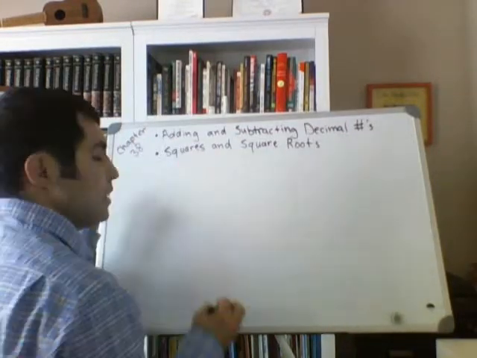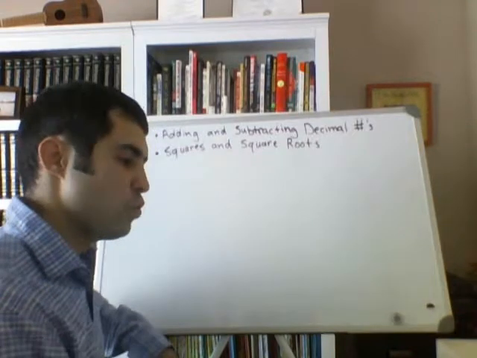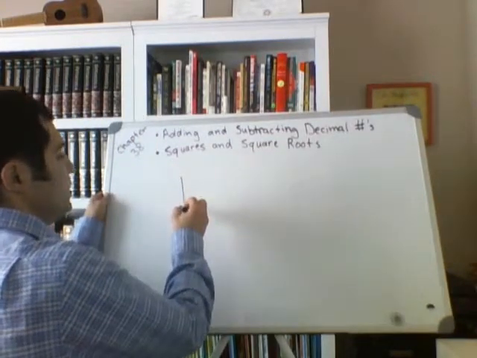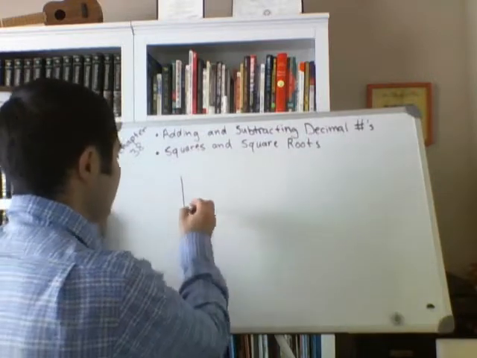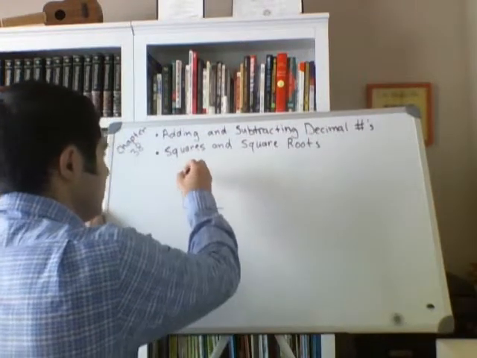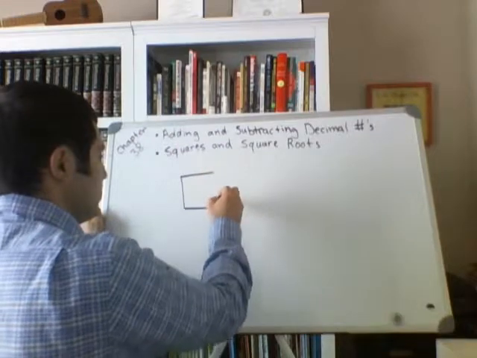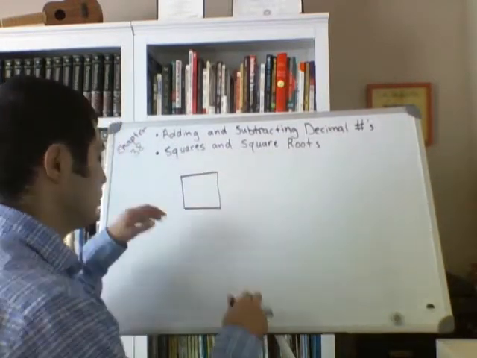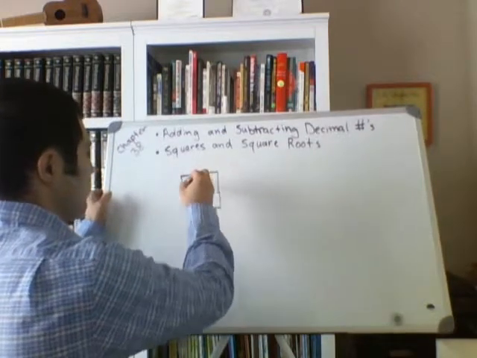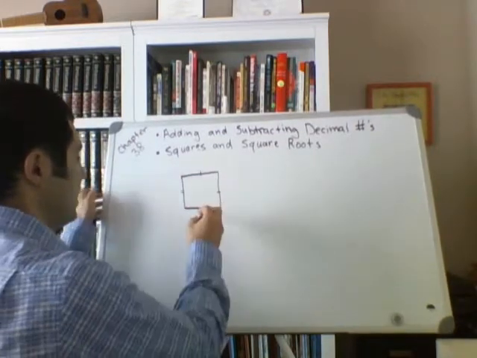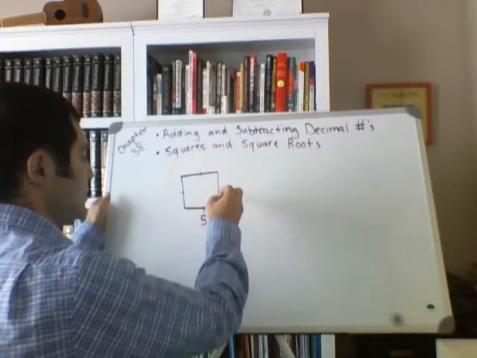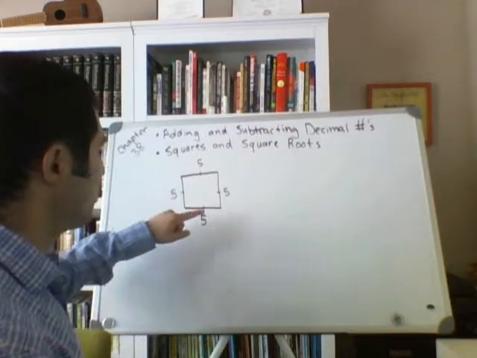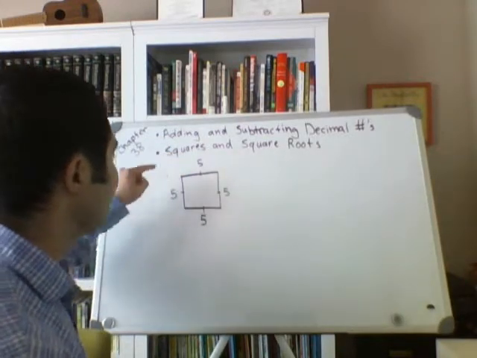In order to understand a square and a square root, you have to understand what a square is. A square is a rectangle, but it's a specific type of rectangle that has all of its sides equal. Now I didn't draw a perfect square, but imagine if I did, all those sides would be the same. If this side was 5 inches, this side would be 5, this side would be 5, and this side would be 5. So the perimeter would be 20. 5 plus 5 plus 5 plus 5.